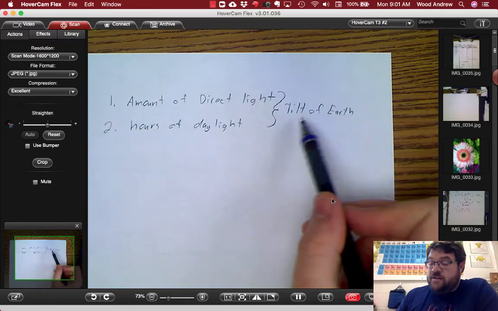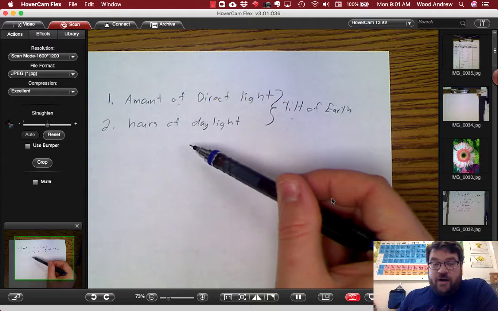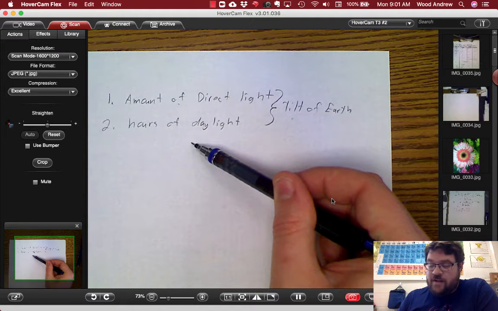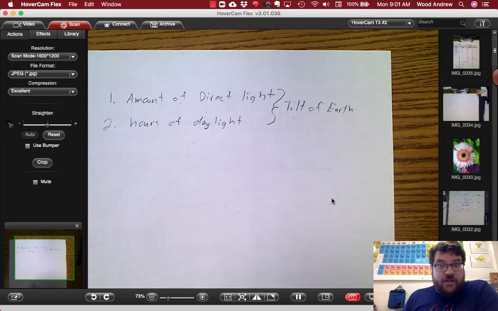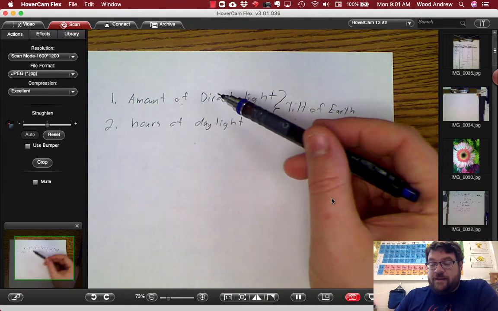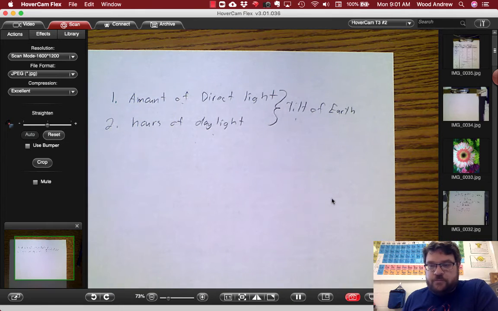So when Earth is tilted towards the sun, we get a greater amount of direct light and we get more hours of daylight. When the Earth is tilted away from the sun, or I guess more technically the northern hemisphere is tilted away from the sun, we get less direct light and fewer hours of daylight, so therefore it's colder. These two things are really what combine to give us seasons.